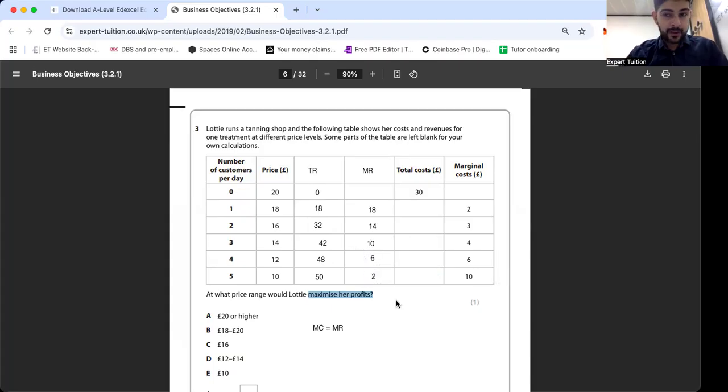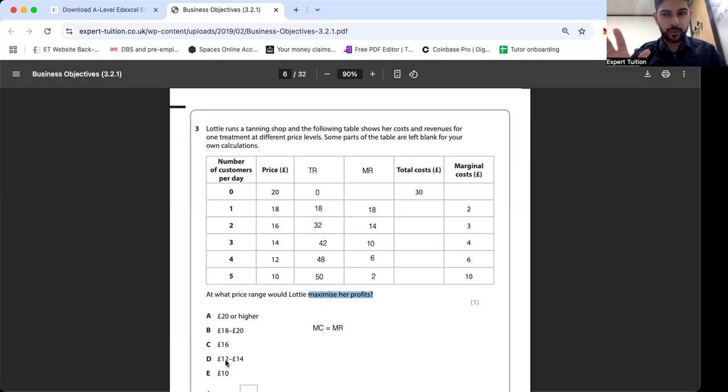You should already hopefully now see the answer because we said that it's where MC equals MR, and MC equals MR only occurs at one point, which is here. See that? At 4 customers at a price of £12. Yeah. The answer then automatically must be D, 12 to 14 quid. Yeah. So it has to include the price 12.